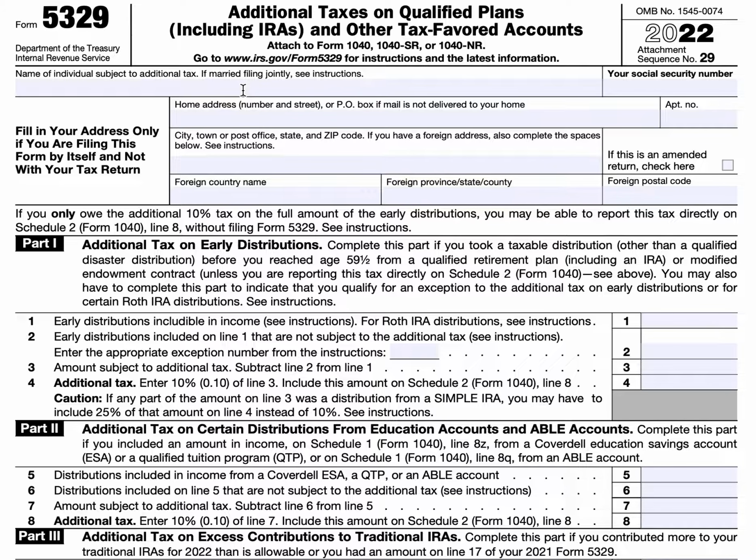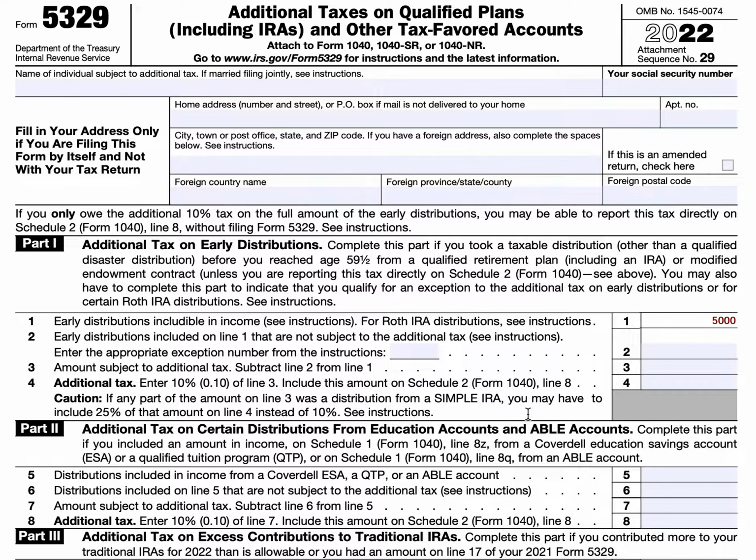You may also have to complete this part to indicate that you qualify for an exception to the additional tax on early distributions or for certain Roth IRA distributions. For more details, see the form instructions. On line 1, you'll enter the amount of early distributions includable in income other than qualified disaster distributions that you receive from either a qualified retirement plan or a modified endowment contract. Let's imagine for the tax year that you withdrew $5,000. That was an early distribution.